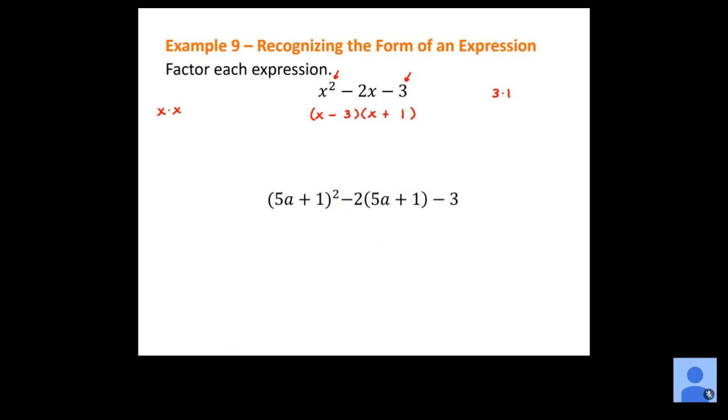Now again, we can check this. FOIL, x times x is x squared. Outer terms, x times 1 is plus x. Inner terms, -3 times x is a -3x. And then finally, the last terms, -3 times 1, -3. Combining your like terms in the middle here, x minus 3x is a negative 2x. That is exactly what we started with, so this is the correct factored form.